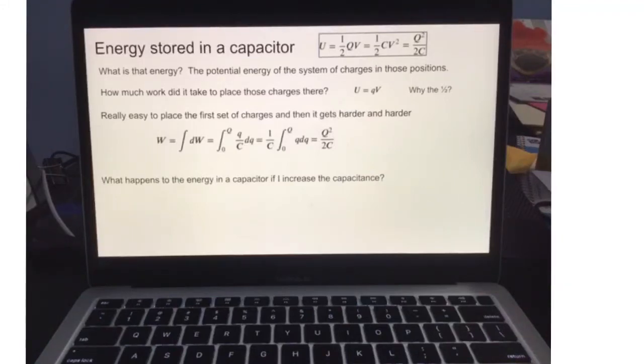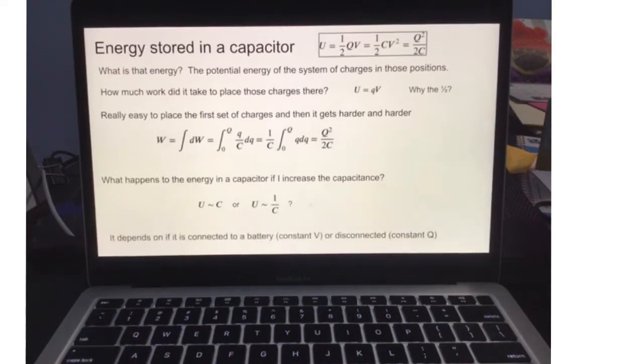Okay, so with the last video, I left you with the following question. What happens to the energy in a capacitor if I increase the capacitance? You're going to look at these equations up top, and you're going to realize that in one equation it looks like it's proportional to the capacitance, and the other one it's inversely proportional, right? So why? It depends on if it's connected to a battery, constant V, or disconnected, constant Q.